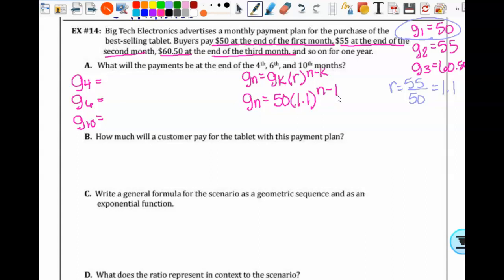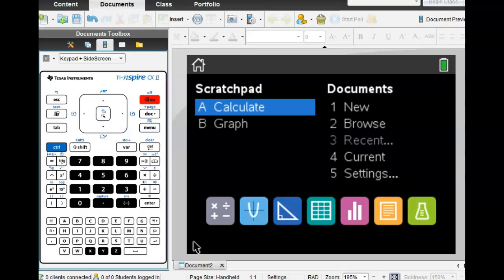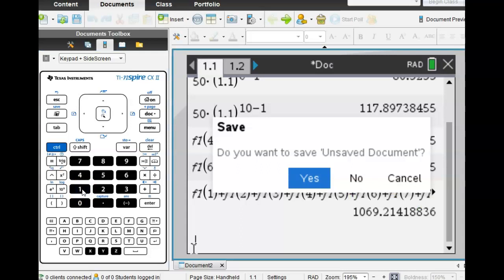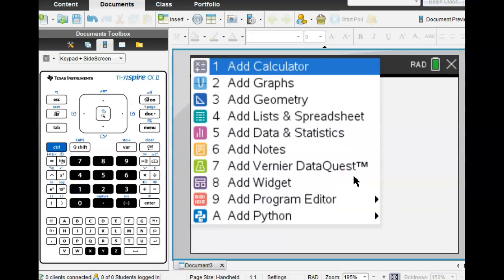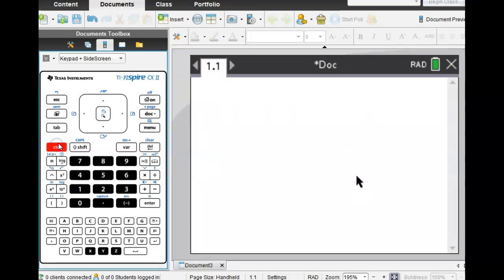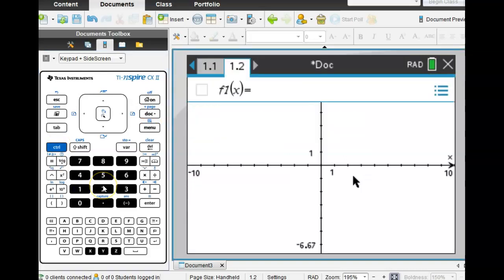So G sub 4. If this is a calculator question, which it is, we can use that. So G sub 4, that's going to be 50 times 1.1 to the 4 minus 1 power. Now when we go to our calculator, when you turn it on, new, no you don't want to save, you're going to add a calculator and you're going to add a graph every time.